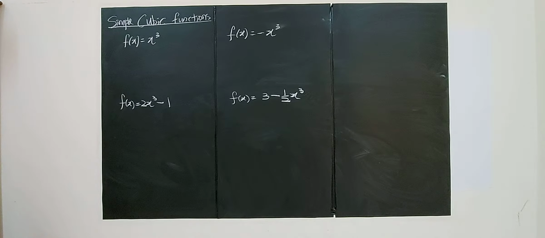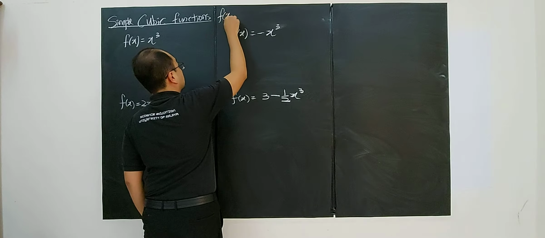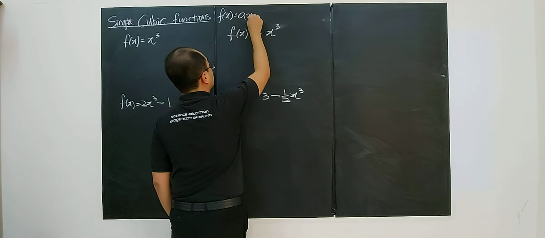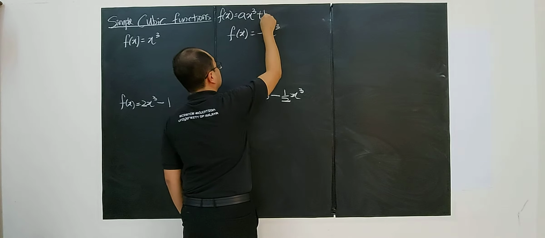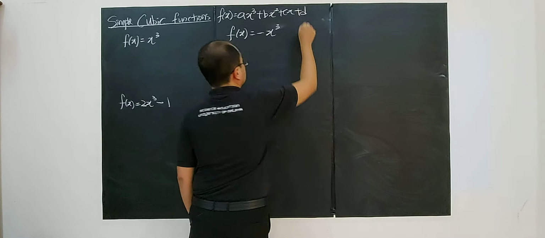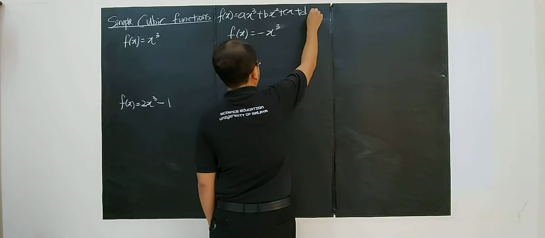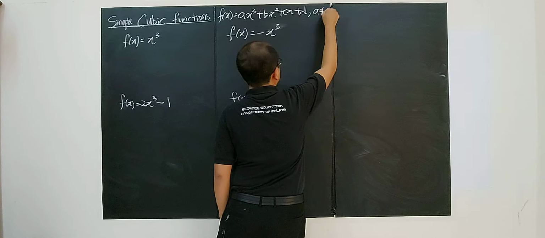Okay, in this video, we're going to talk about a simple cubic function. A cubic function is a polynomial with the general form ax cubed plus bx squared plus cx plus d. In this video, we're going to talk about the cubic function, where a cannot be zero.